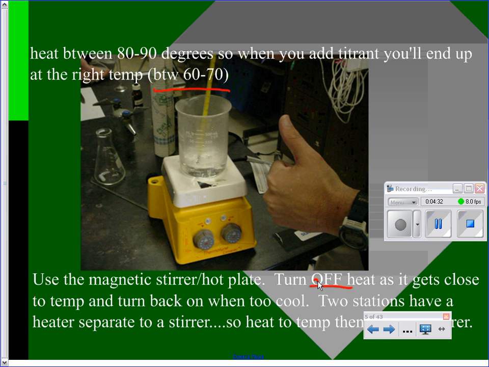One thing I want you to be careful of with this thermometer: do not let it sit on the bottom of the Erlenmeyer or the beaker. Does anyone know why? Because what? Well, that's a good point. The stirrer will hit it, but there's something more important.